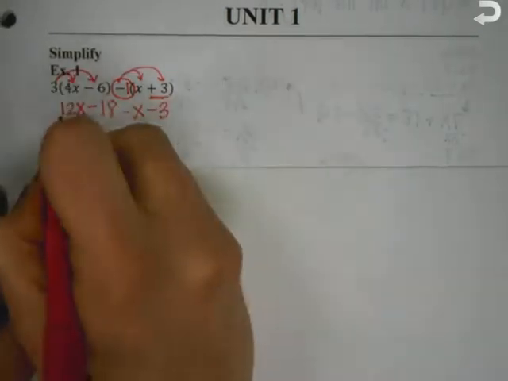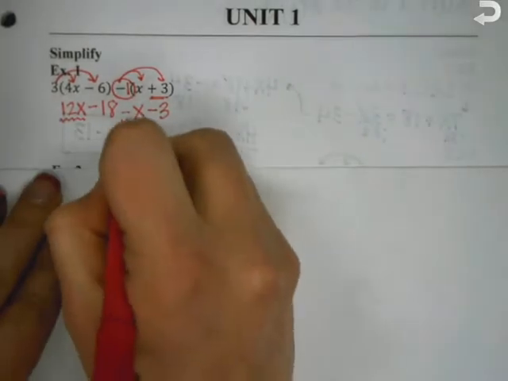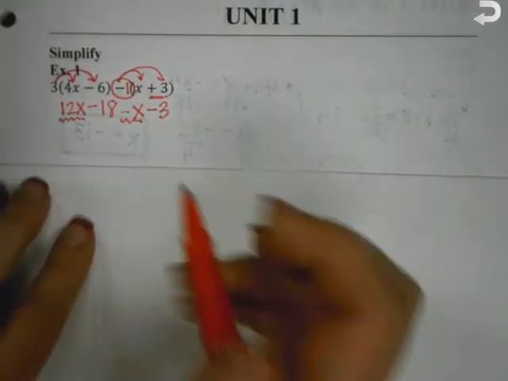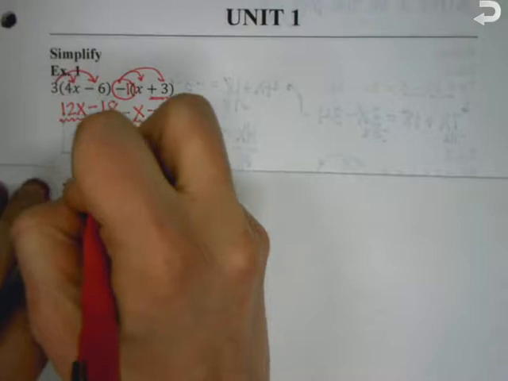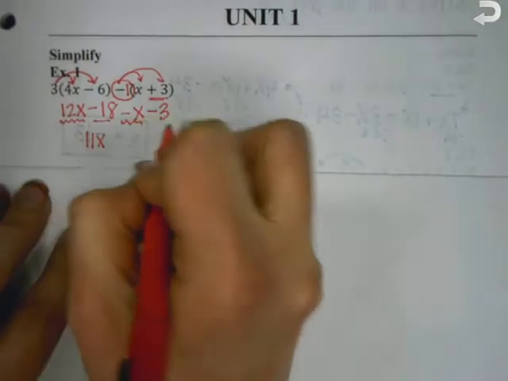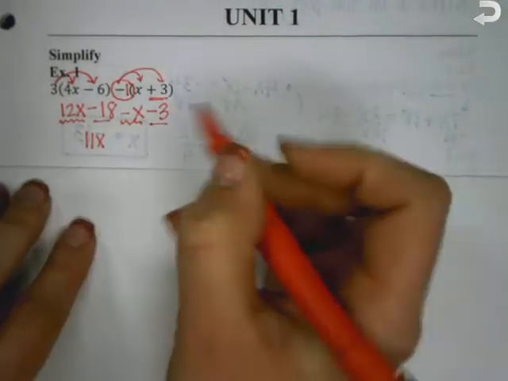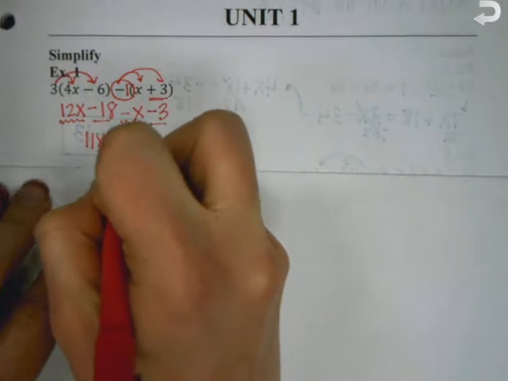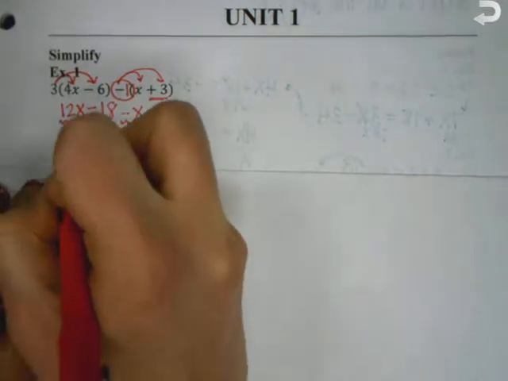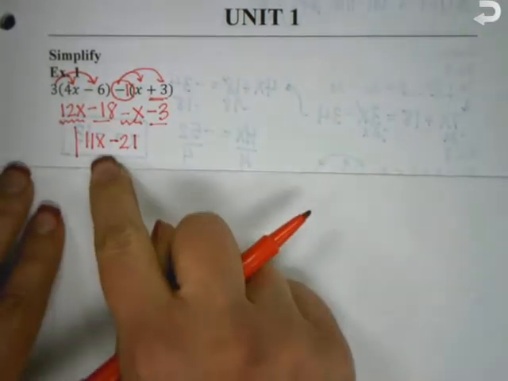Combine like terms. So I have 12x minus 1x. What does that give me? 11x. And -18 minus 3? -21. Can I combine like terms anymore? No, so that is my answer.